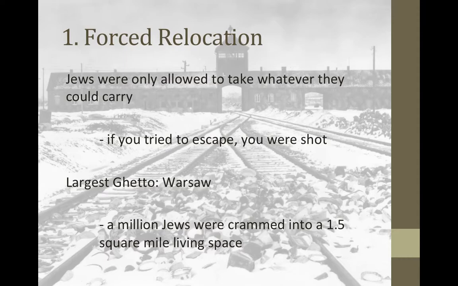The largest ghetto, as I said, was Warsaw. 1 million people were crammed into a 1.5 square mile living space. Guys, think about that. 1.5 square miles, and there's 1 million people crammed in there. They have taken all the belongings that they can, and they are now living with a bunch of random people they've never even met before. A lot of these people had beautiful houses. They had jobs. They were doctors, lawyers, or bankers, and now they're leaving that to go live within this ghetto.